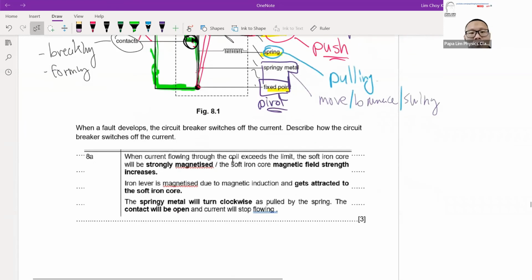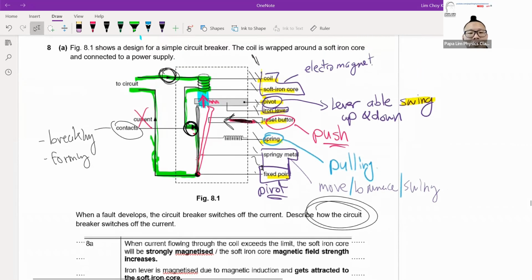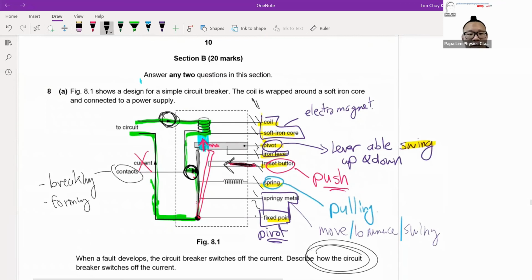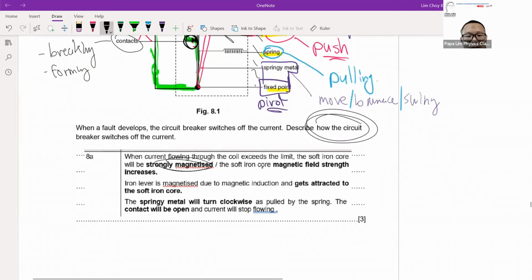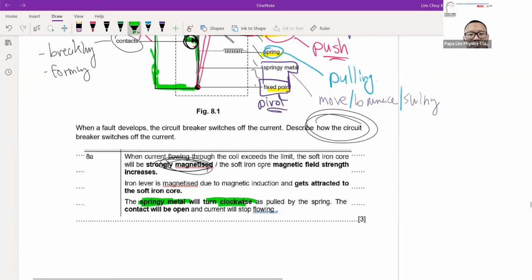Like I mentioned before, how does the circuit work? If you analyze the circuit, you should be able to answer 8A straight away. Look at some of the keywords. Whenever you see iron core and coil, use the word magnetize, it becomes magnetic. After that, it attracts the springy metal. So instead of saying bounce the springy metal, you can say it is pulled or moved to the right.